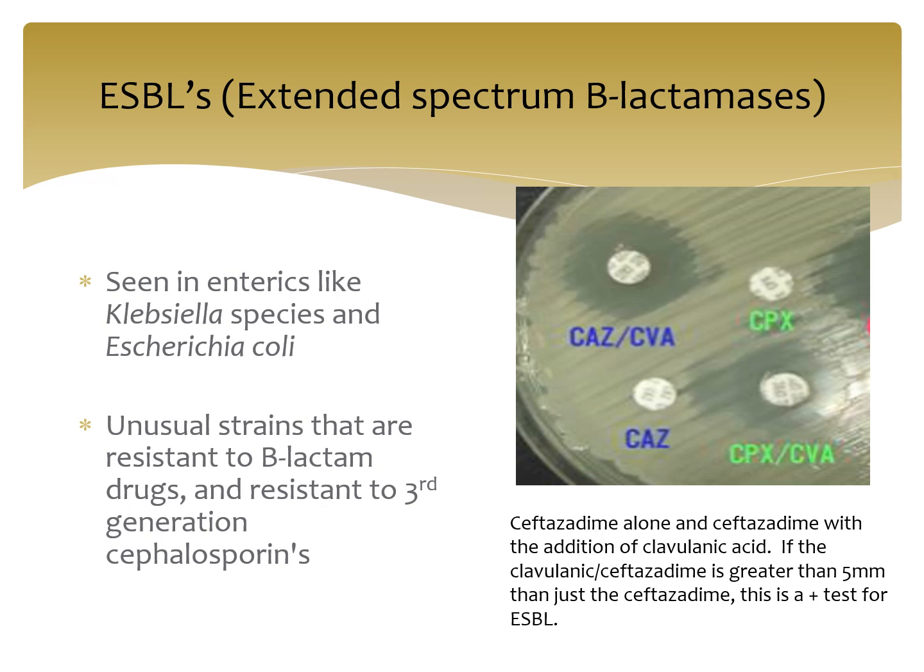You can do this test by making a lawn of your organism on a Mueller-Hinton agar and then dropping a couple discs. In the example on the right, we've dropped a ceftazidime disc and then a ceftazidime disc with clavulanic acid. And if you look at the zone size for clavulanic acid and ceftazidime, you can see that it's greater than 5 millimeters larger than the ceftazidime disc alone, and that means that we are dealing with an extended spectrum beta-lactamase producer. Again, these organisms are resistant to our penicillins, ampicillins, and also our fourth generation and third generation cephalosporins.